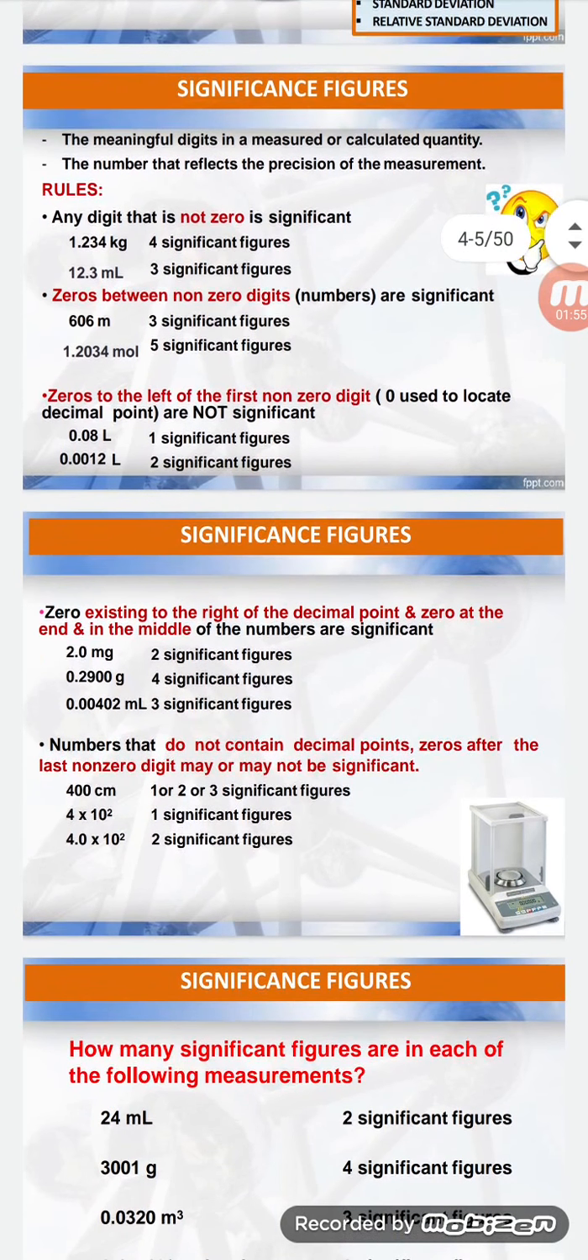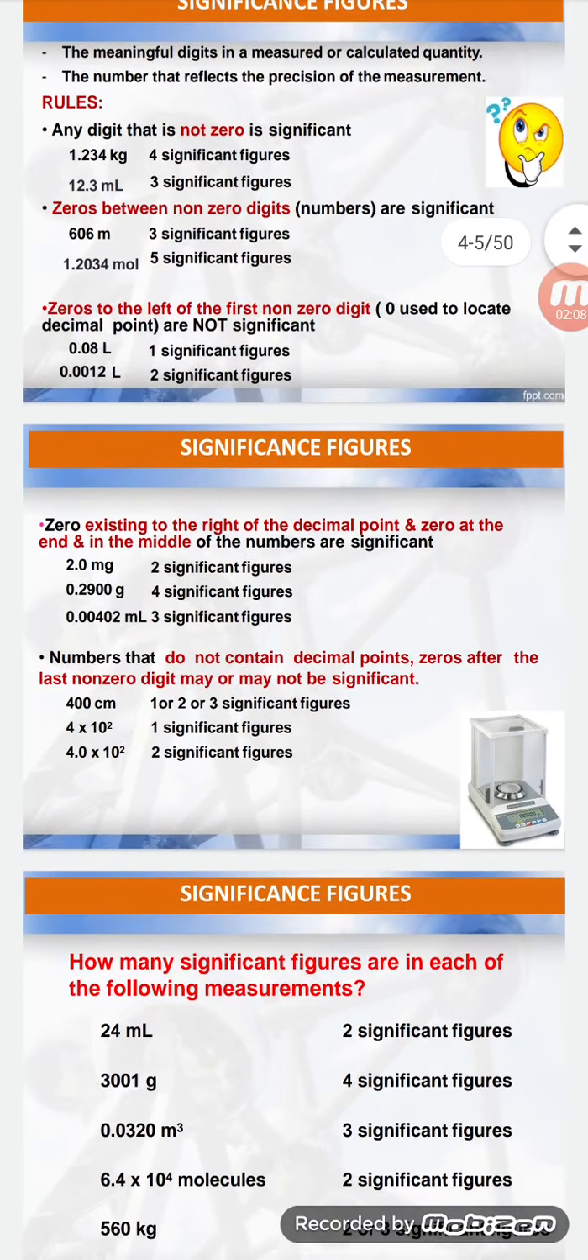And lastly, for numbers that do not contain a decimal point, zeros after the last non-zero digit may or may not be significant. For example, we have 400. So 400 can be 1 or 2 or 3 significant figures.